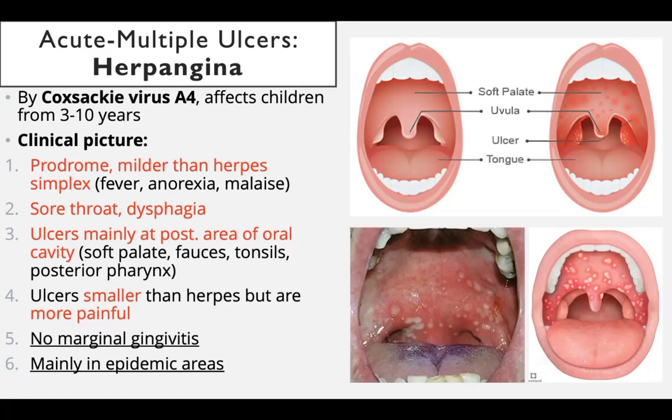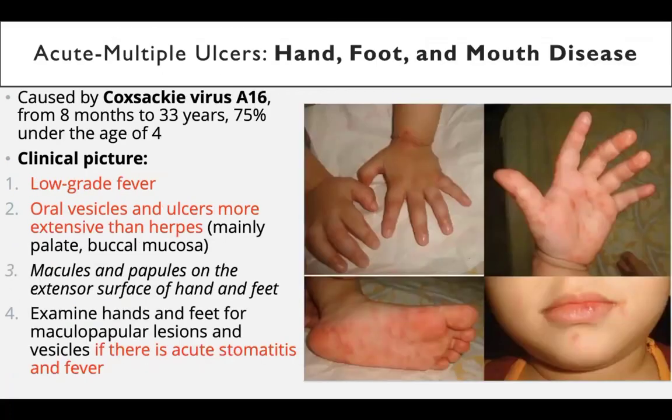Hand-foot-mouth disease is also by Coxsackie A, but with low-grade fever. It is extensive around the oral cavity, around the lips, and also extends to the extensor surface of the hands and feet, but not limited to the extensor surface, because the flexor surface is also involved. Sometimes there is acute stomatitis and fever.